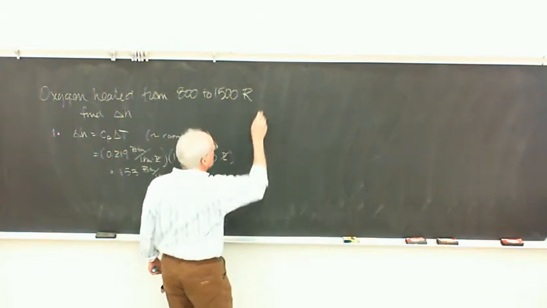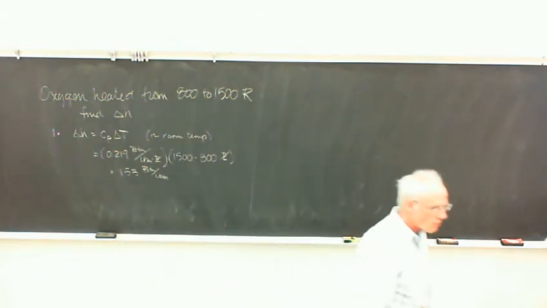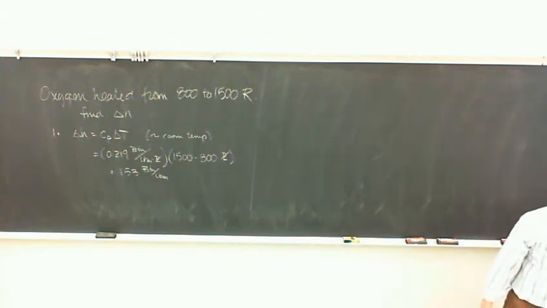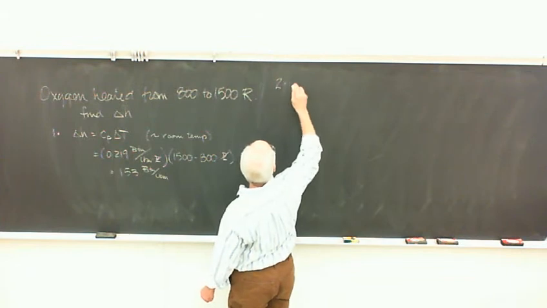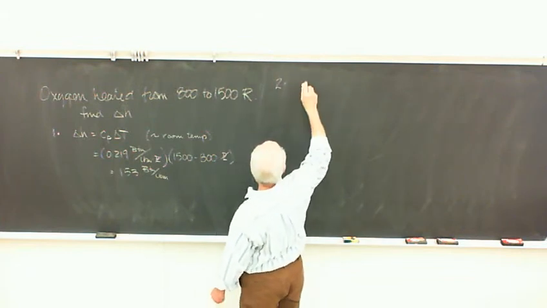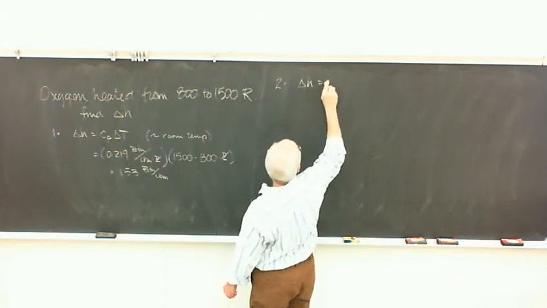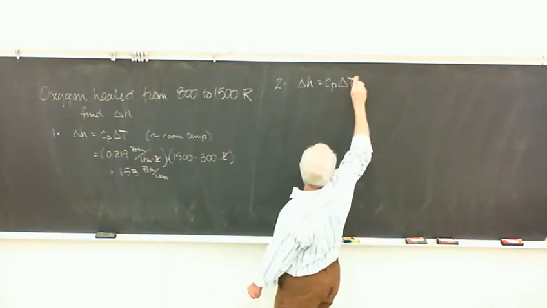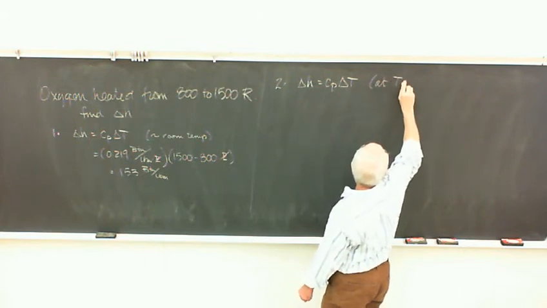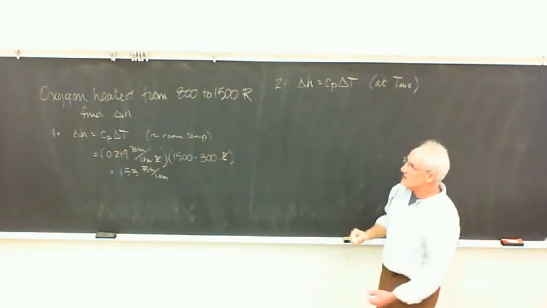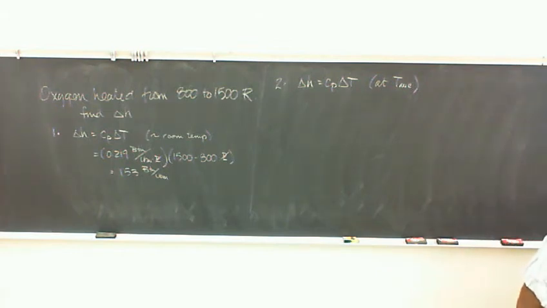Alright, so that's one way to do it. Okay, another way to do it is to use the other table, at the average temperature of the problem, which is about 1150?